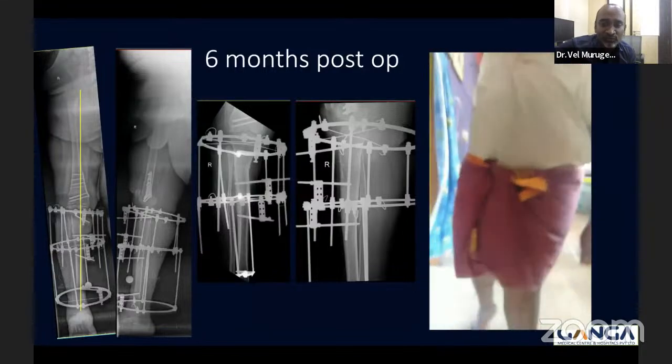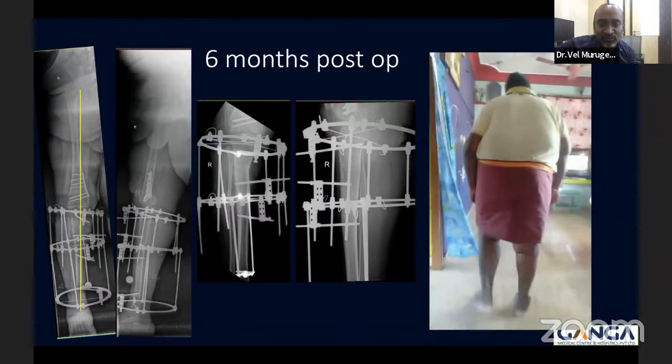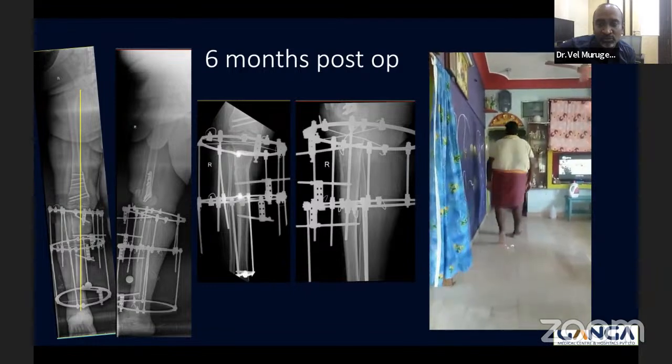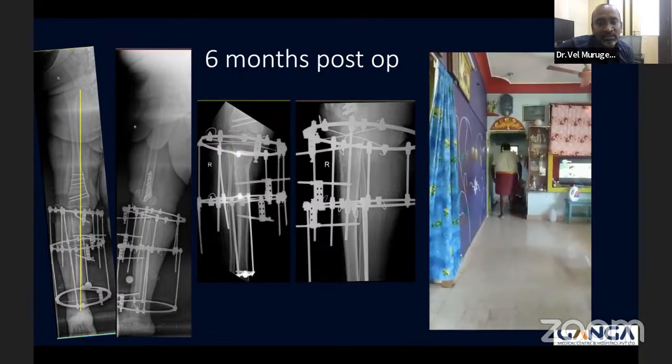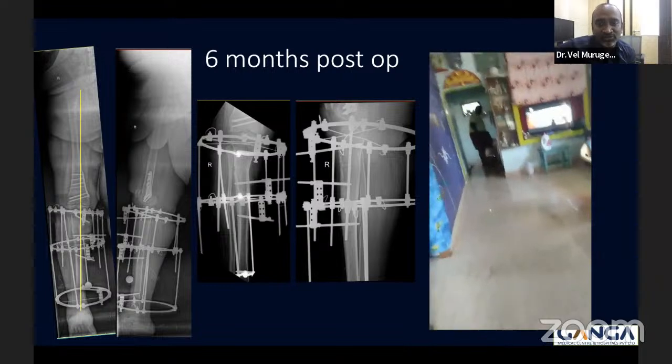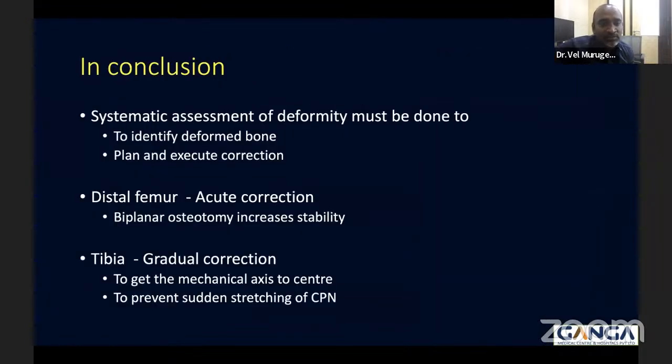And this is the video which he had sent me from home. So he walks now without pain, and he has started exercising again to reduce his weight. So by this, I want to conclude that for any deformity, we must do a systematic assessment to identify the deformed bone, and also we have to plan and correctly execute our plan.